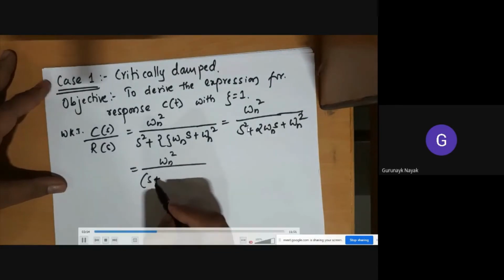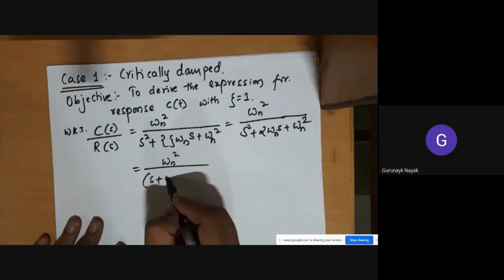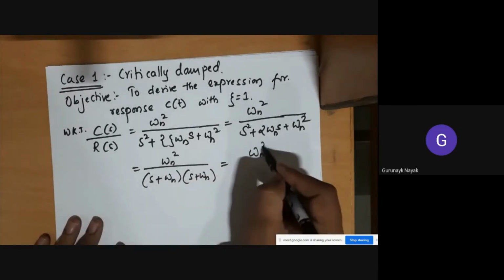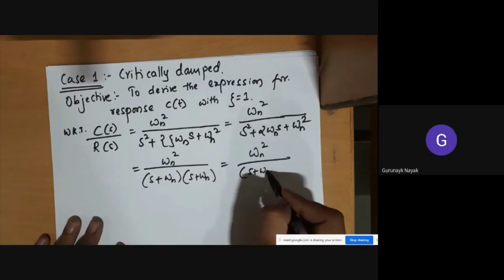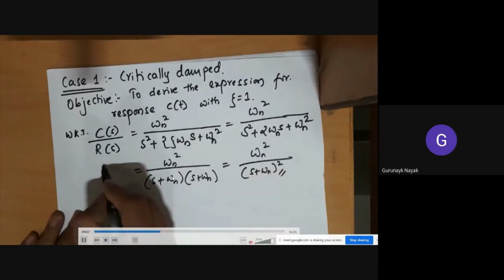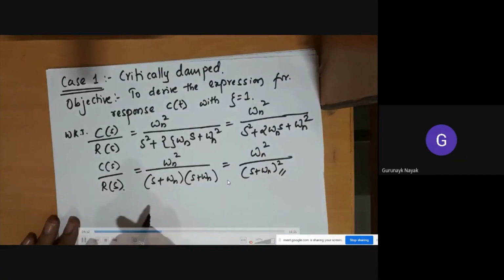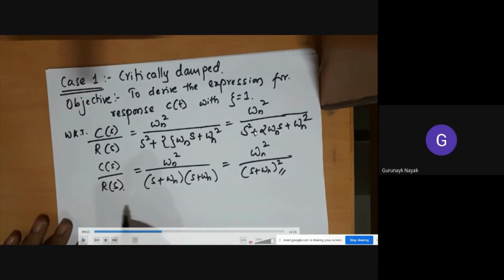and rewrite the expression like this. So this is a given system where we are ending with zeta equal to 1. I can rewrite all the mathematical steps here. Please copy this or just observe carefully. So we have s square plus 2 omega n s plus omega n square, then omega n square divided by s plus omega n into s plus omega n, or omega n square divided by s plus omega n whole square.